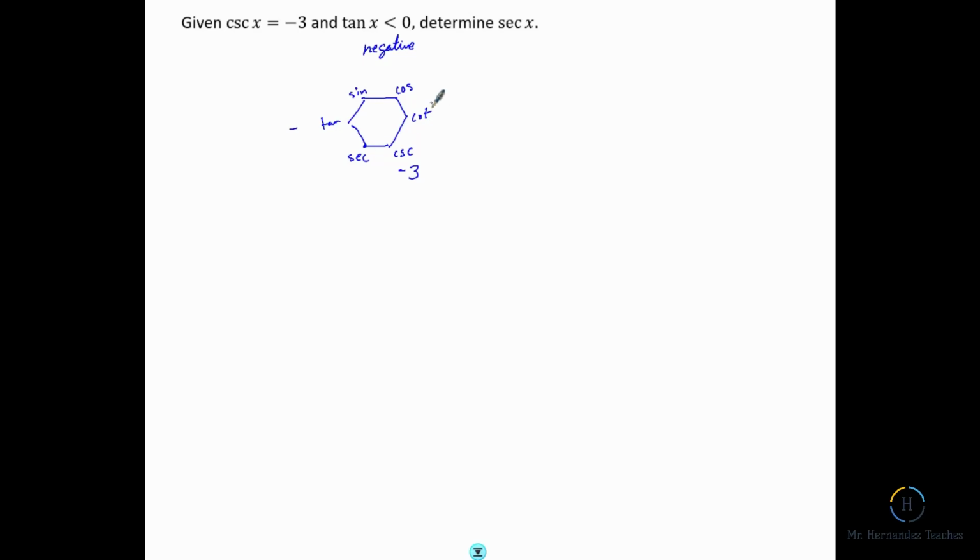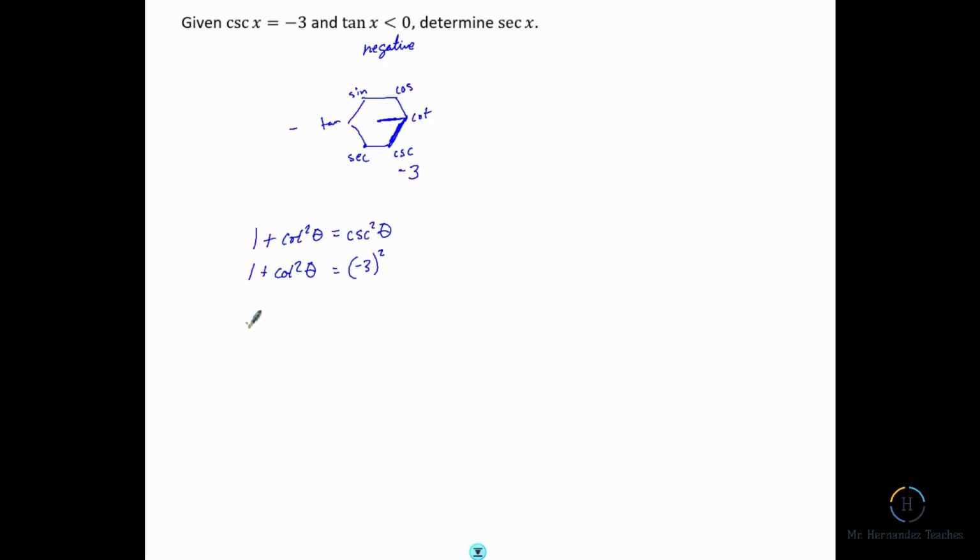What is going to give us secant of x? What I immediately think of is a Pythagorean identity. If I'm only given really one piece of information, I'm going to use a Pythagorean identity, and that identity says 1 plus cotangent squared theta is equal to cosecant squared theta. Well, I know cosecant is -3. So let's make that substitution: 1 plus cotangent squared theta is equal to (-3) squared.